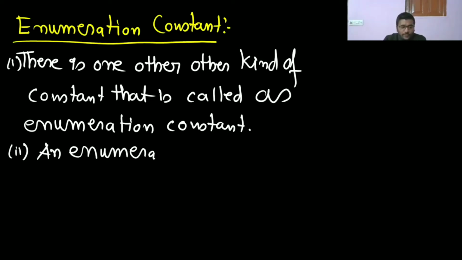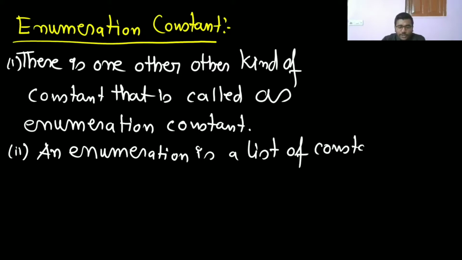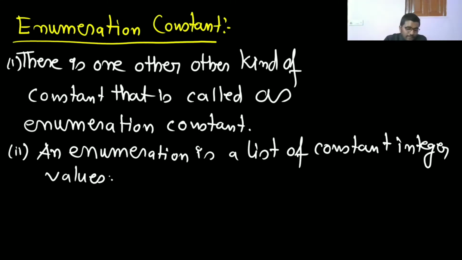An enumeration is a list of constant integer values. See, sometimes we use #define MAXLINE 1000. So you know that MAXLINE is having 1000. We don't want to use it in this way, so we go for enumeration constant. An enumeration is a list of constant integer values.